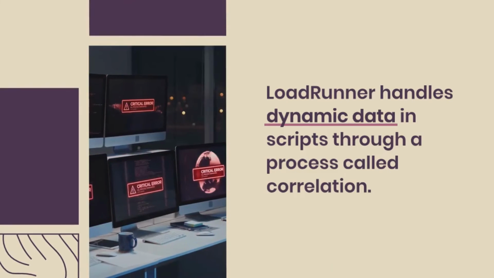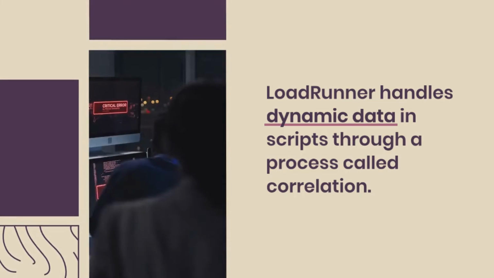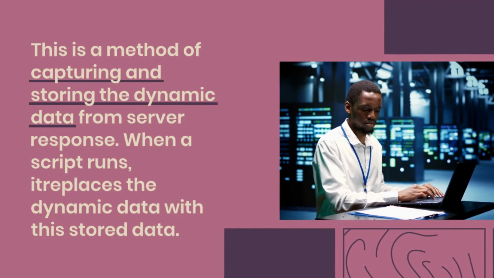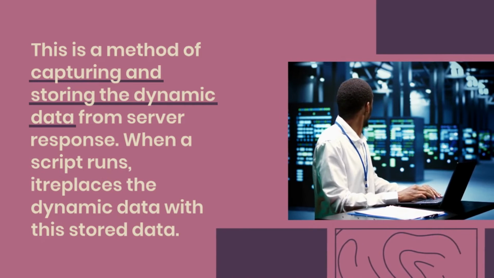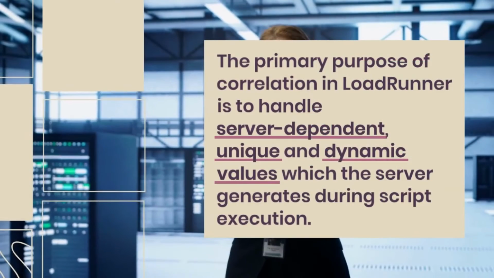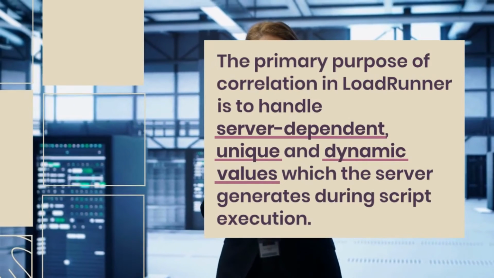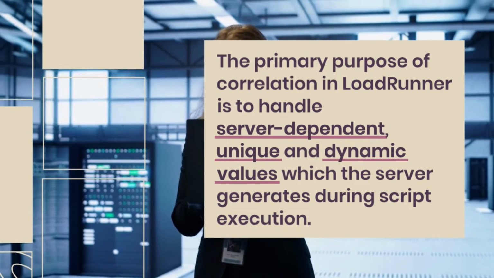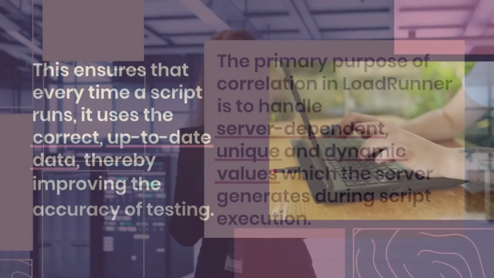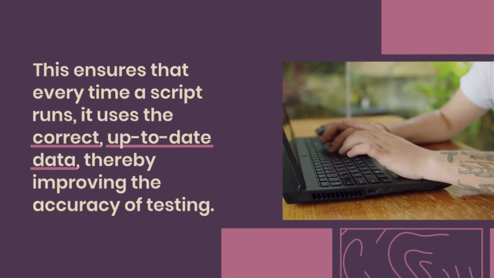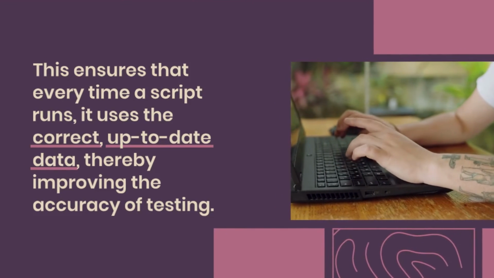22. How does LoadRunner handle dynamic data in scripts? LoadRunner handles dynamic data in scripts through a process called correlation. This is a method of capturing and storing the dynamic data from server response. When a script runs, it replaces the dynamic data with this stored data. The primary purpose of correlation in LoadRunner is to handle server-dependent, unique and dynamic values which the server generates during script execution. This ensures that every time a script runs, it uses the correct, up-to-date data, thereby improving the accuracy of testing.